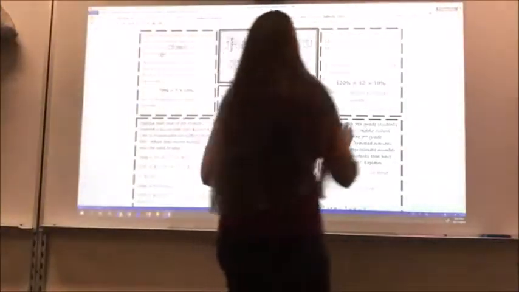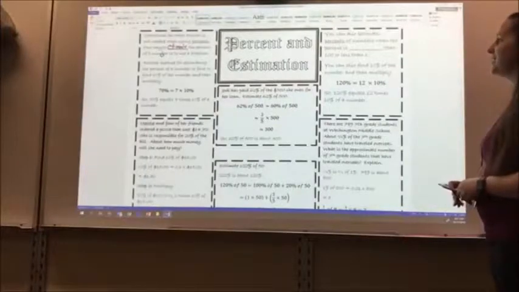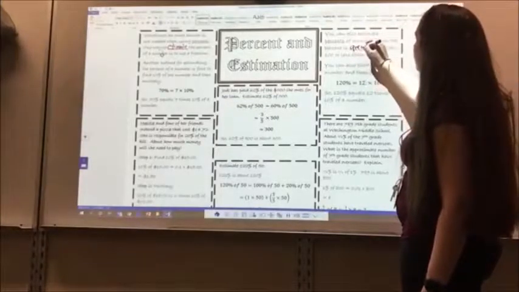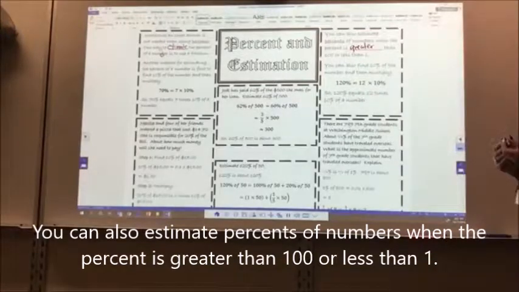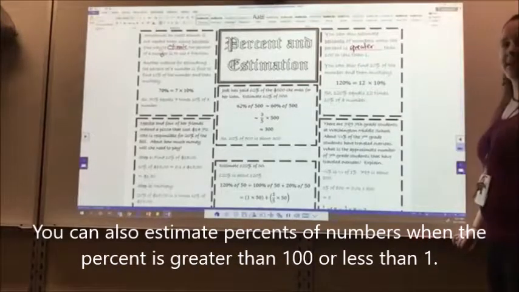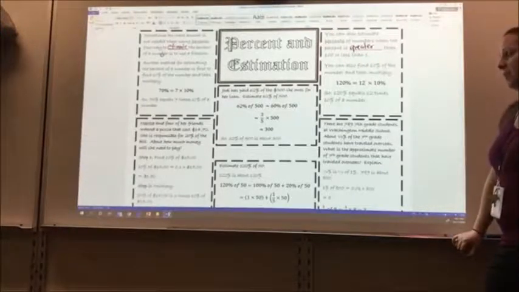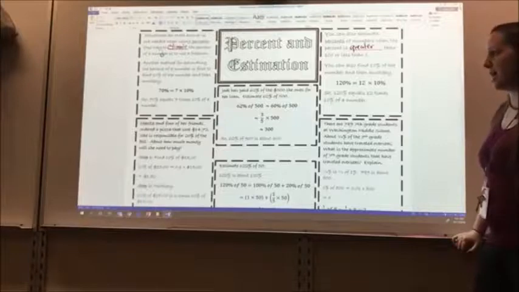You can also estimate percents of numbers when the percent is greater than 100 or less than 1. So in that blank, you're going to write greater. You can also find 10% of the number and then multiply. So 120% becomes 12 times 10%. So 120% equals 12 times 10% of the number.